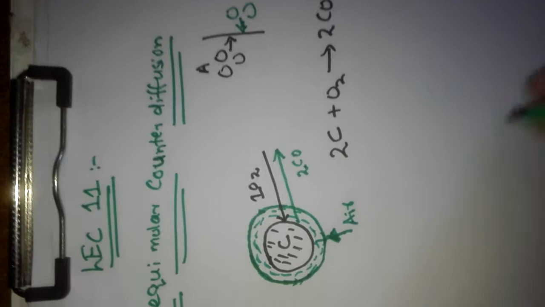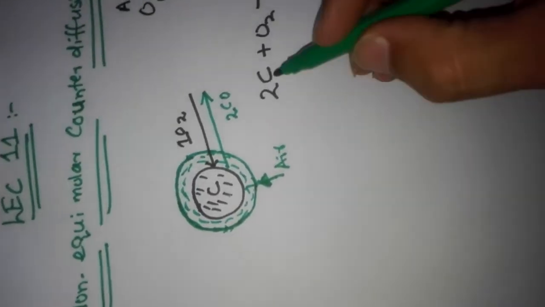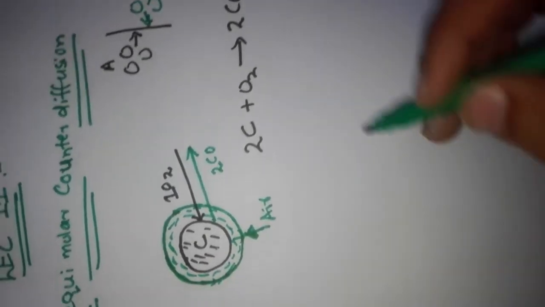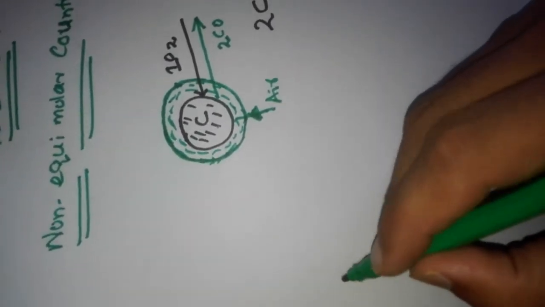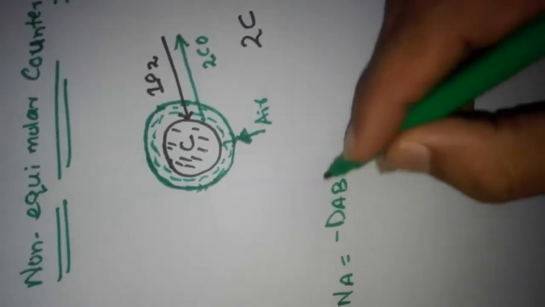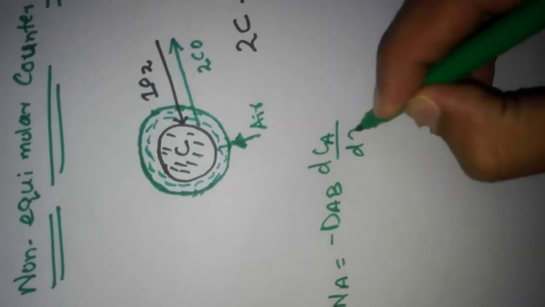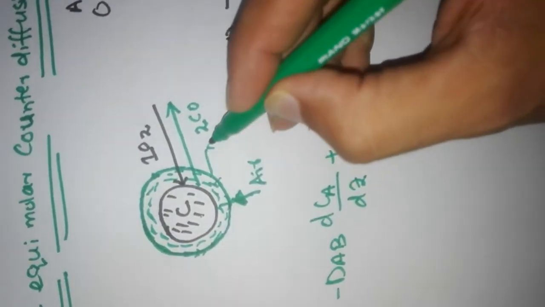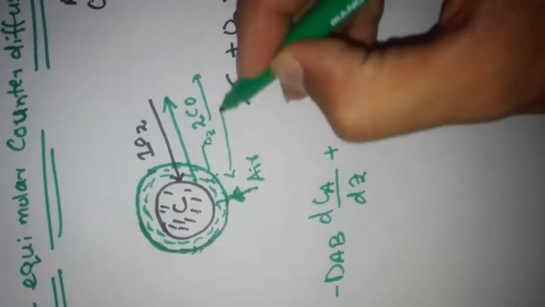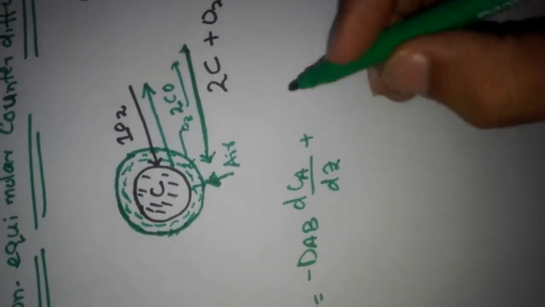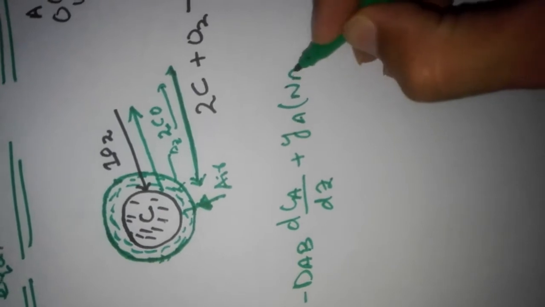Now we know from the combined flux, suppose the oxygen is denoted by component A and the carbon monoxide is denoted by component B. So from combined flux we know that NA is equal to minus diffusivity of A and B, DAB dCA by dZ, plus yA into the molar flux of A plus the molar flux of B, where dZ is the diffusion path.